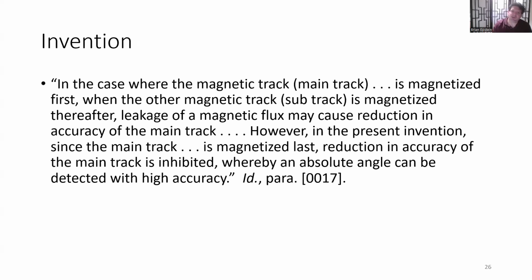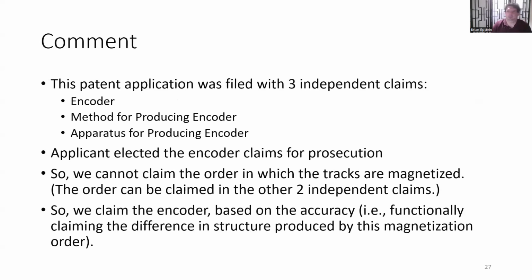In the case where the magnetic track main track is magnetized first, when the other magnetic track subtrack is magnetized thereafter, leakage of a magnetic flux may cause reduction in accuracy of the main track. However, in the present invention, since the main track is magnetized last, reduction in accuracy of the main track is inhibited, whereby an absolute angle can be detected with high accuracy. Basically, we're switching the order in which these tracks are magnetized.